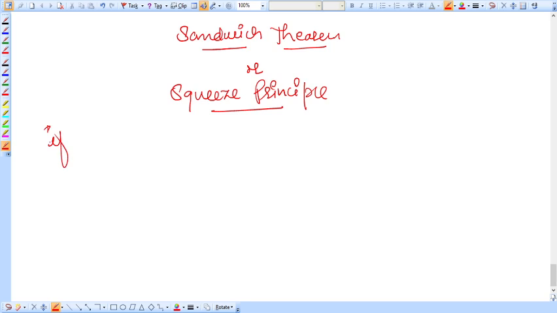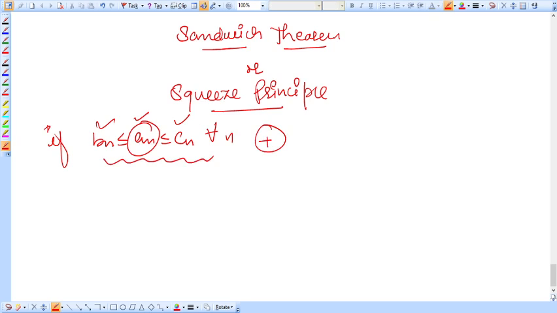If bn is smaller than an, and an is smaller than or equal to cn, for all n belonging to the natural numbers, okay, one condition must be this, and another condition is bn converges to L and cn converges to L.